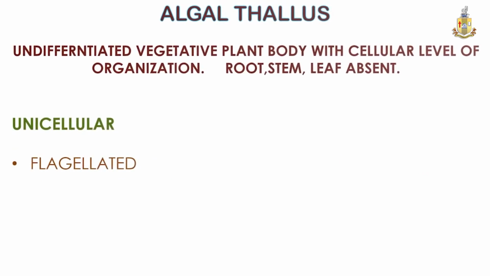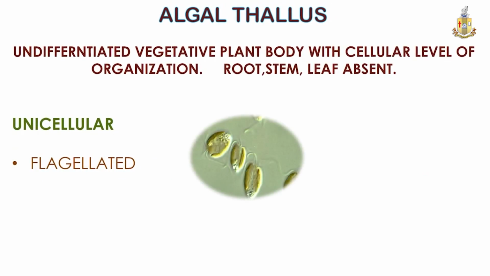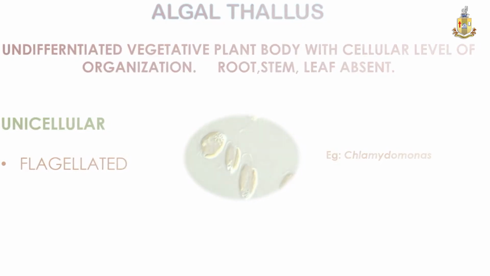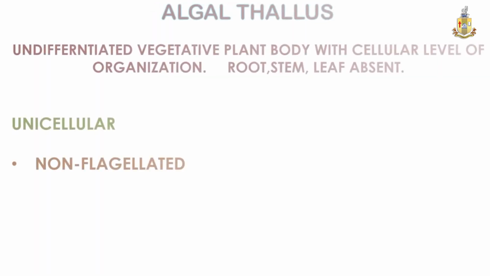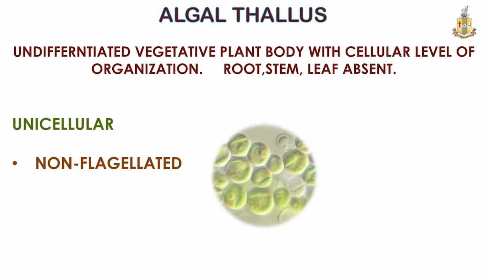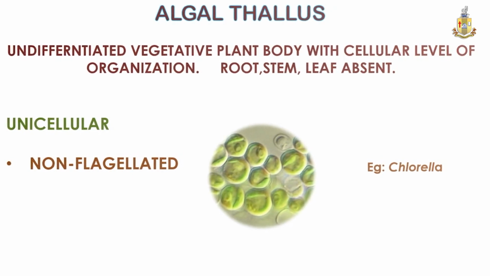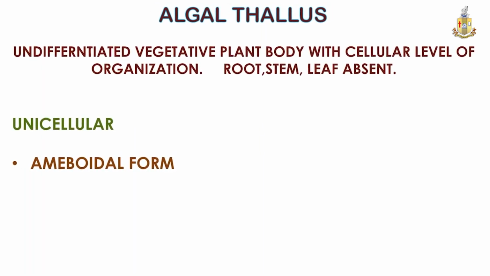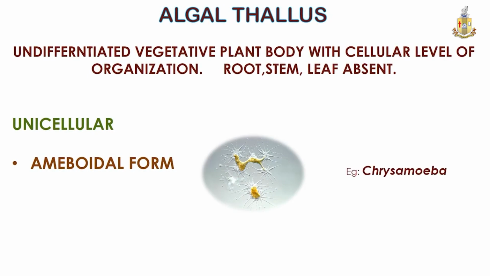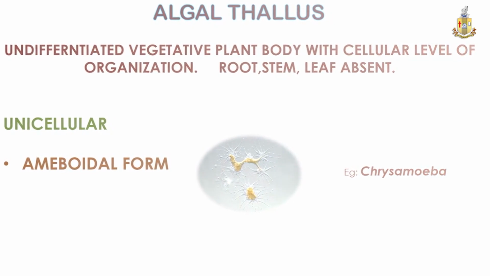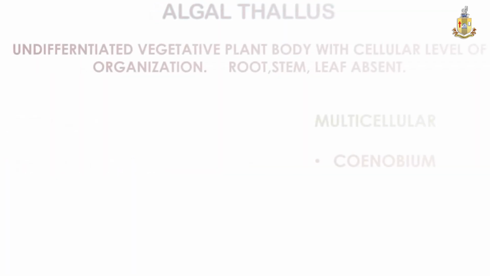If a unicellular form has flagella on it, then it is called flagellate and it is motile. An example is Chlamydomonas. If the unicellular forms don't have flagella and move according to the water currents, they are called unicellular non-flagellated forms. Chlorella is an example for that. If the algae move by protoplasmic extensions, they are called amoeboid forms. Chrysamoeba is an example for that.